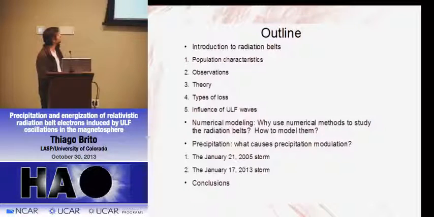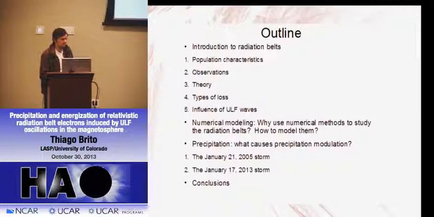Okay, so a brief outline. I will introduce the radiation belts, just talk about the basic characteristics of this population, some observation and theory, types of loss, which is what I'm going to focus on. Talk about the ULF waves a little bit, and then introduce our numerical modeling, and then present the actual results. Mainly focused on the first storm there, the January 21st, 2005 CME storm.